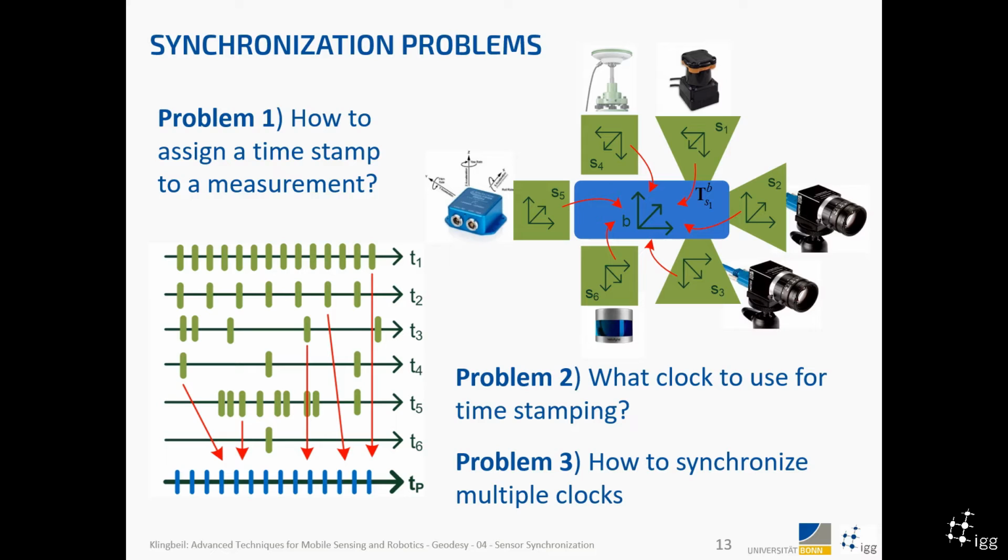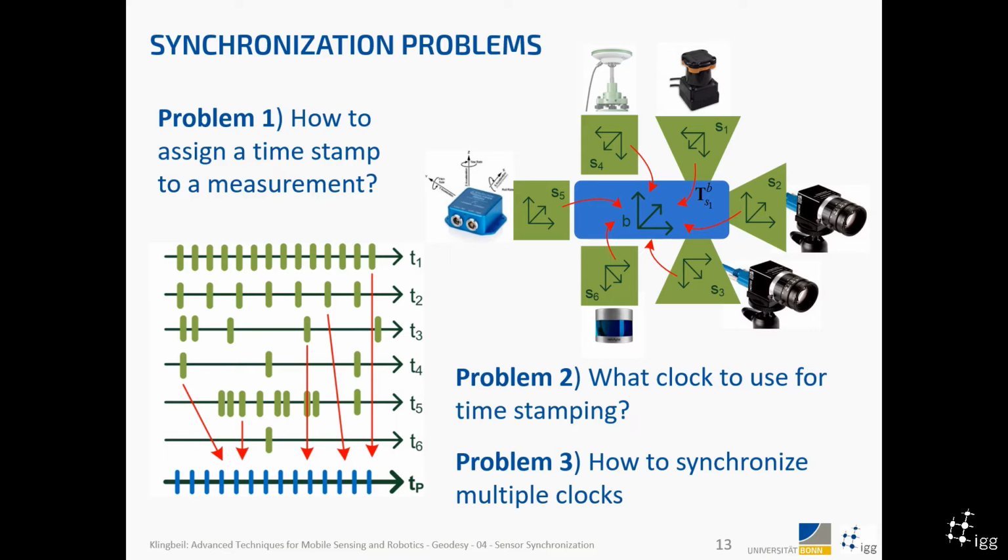So the first problem is how to assign a timestamp to a measurement. If a camera makes an image, or the scanner does a distance measurement, or whatever, then the difficult task is to know exactly when this measurement happened. So assume we have a perfect clock. But how do we assign the measurement of a sensor to the clock? How do we know at what exact point in time the measurement actually happened? This is one thing that you have to care for. We will see later how this is done in some example sensors.